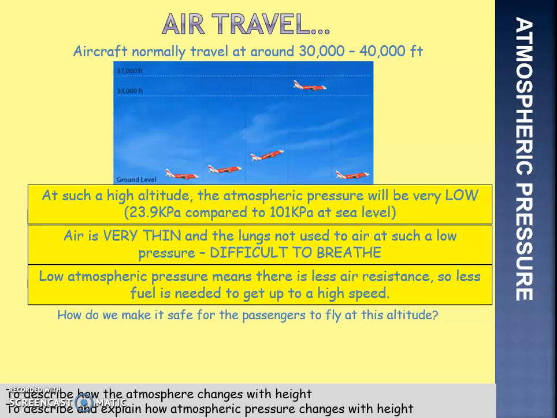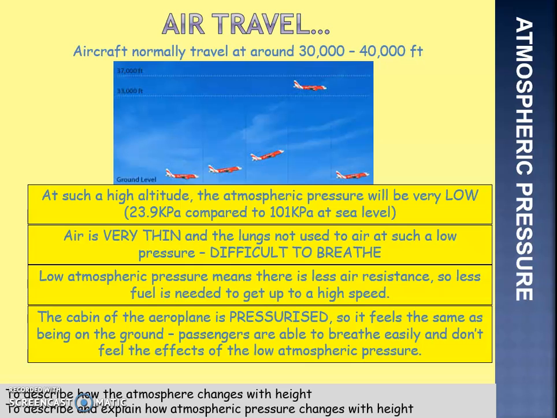So how can we get around this? How can we make it safe for passengers to fly at this altitude? We pressurise the cabin. We put artificial pressure in the cabin so it feels the same as being on the ground. So we pump air into that cabin so that the pressure is the same as being on the ground. Passengers are able to breathe easily and they don't feel the effects of that low atmospheric pressure.